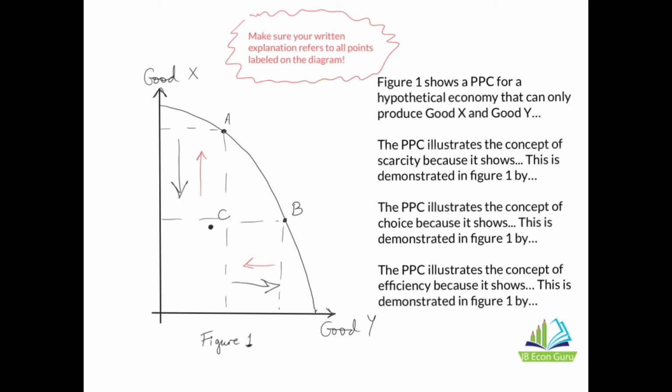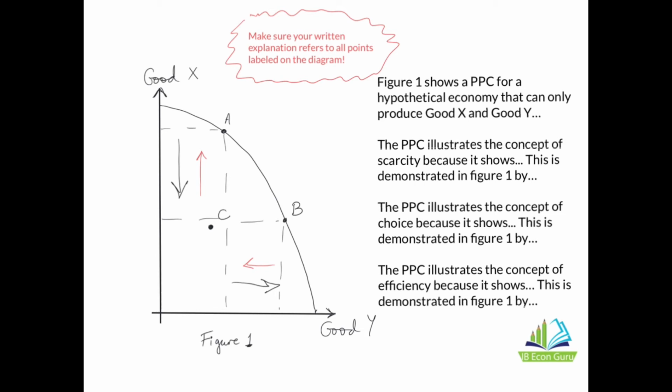Okay, so how does the PPC show the concept of scarcity? Well, the fact that there is a limit to how much of good X and good Y the economy can produce is because of scarce resources. If there were no scarcity and resources were unlimited, then the economy could produce an unlimited amount or combination of good X and good Y. So that's kind of the idea. The fact that there is a limit to how much of good X and good Y can be produced illustrates the concept of scarcity.